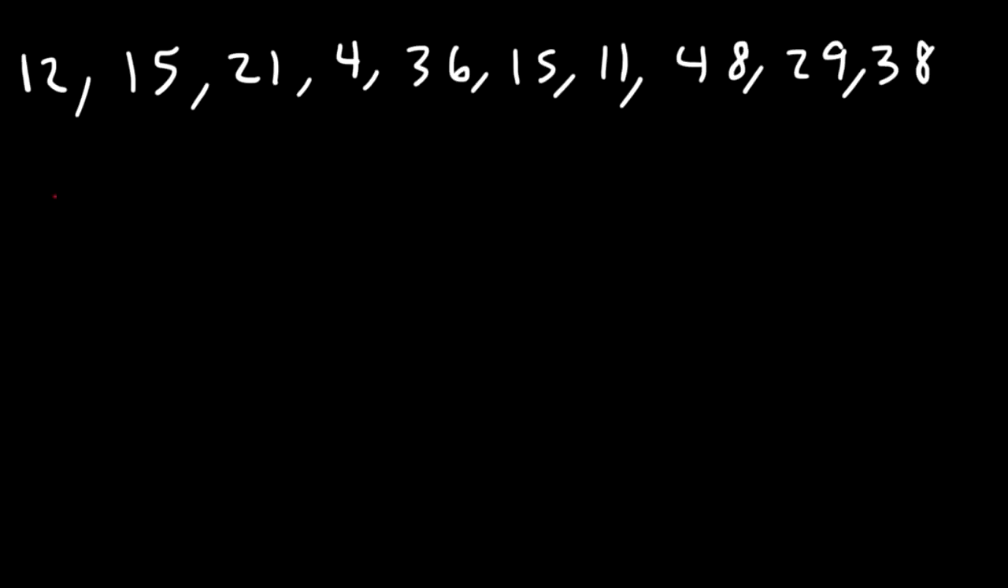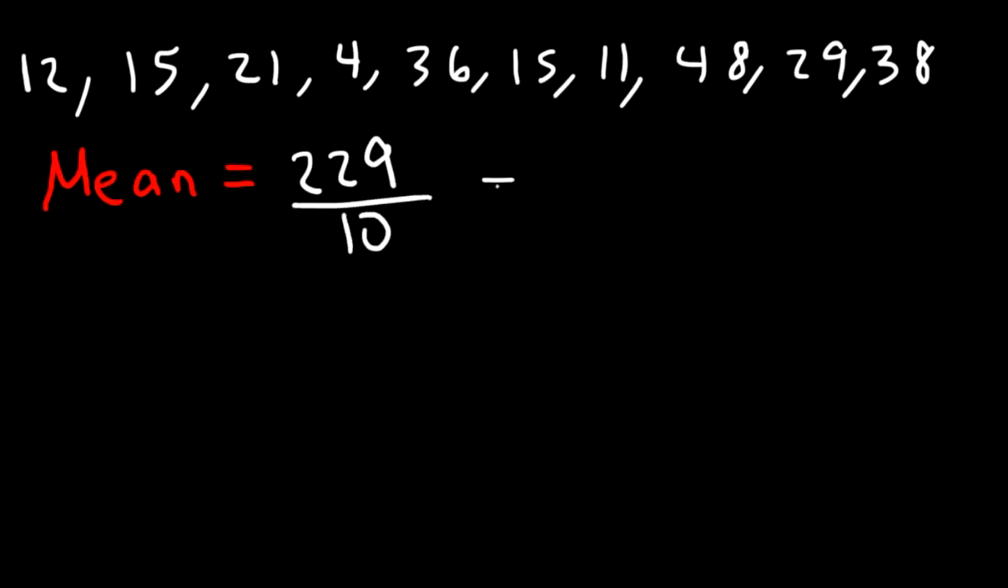So let's begin by calculating the mean. Let's add up the 10 numbers. So the sum of the 10 numbers is 229. 229 divided by 10 will give us an average of 22.9. So that's the arithmetic mean.